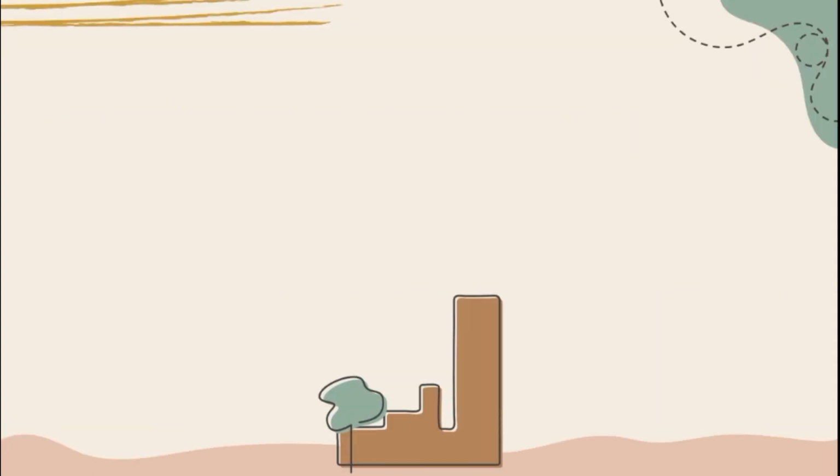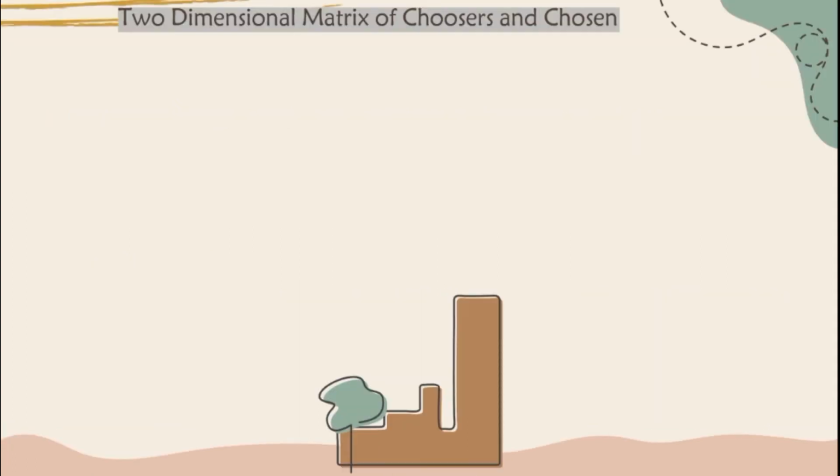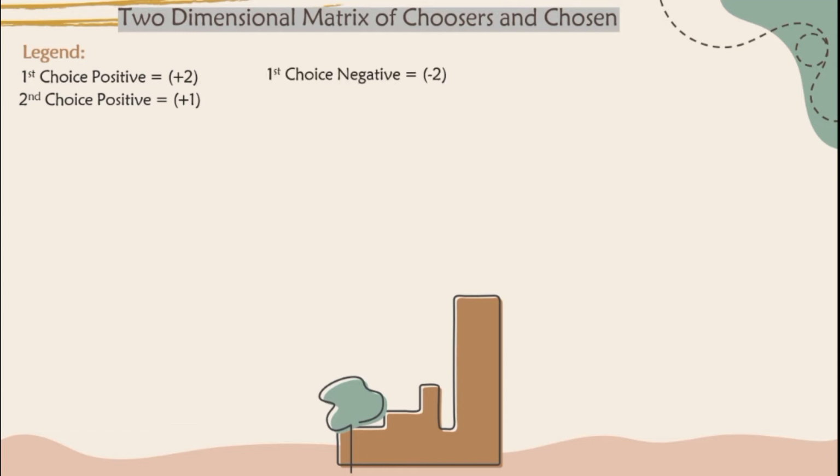So for the legend of the two-dimensional matrix of choosers and chosen: for the first choice, positive is positive 2. For the second choice, positive is positive 1. For the first choice, negative is negative 2. And for the second choice, negative is negative 1.